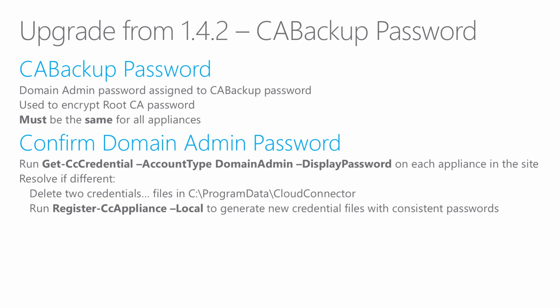In build 1.4.2 of Cloud Connector, we did not prompt for a CA backup password. Instead, the domain admin password was assigned to the CA backup password. This password is used to encrypt the root CA password. The same root CA is used on all appliances in a PSTN site, and therefore the password needs to be the same in order to successfully install additional appliances.